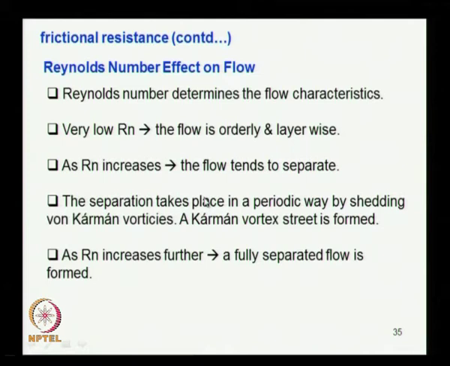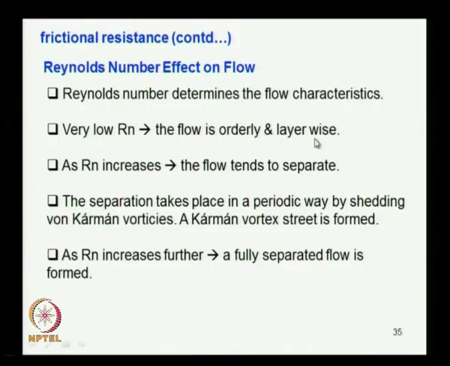What is the effect of Reynolds number on flow? Generally there is a non-dimensional number which is used, that is VL by nu. V is the velocity of the flow, L is the characteristic length of the body, and nu is the kinematic viscosity of the fluid, which is equal to mu by rho. Mu is the dynamic viscosity and rho is the density. So that is the definition of kinematic viscosity.